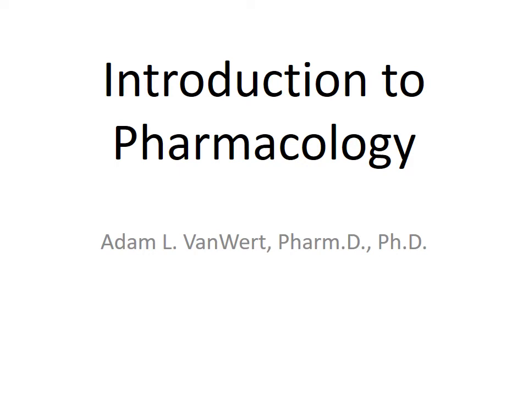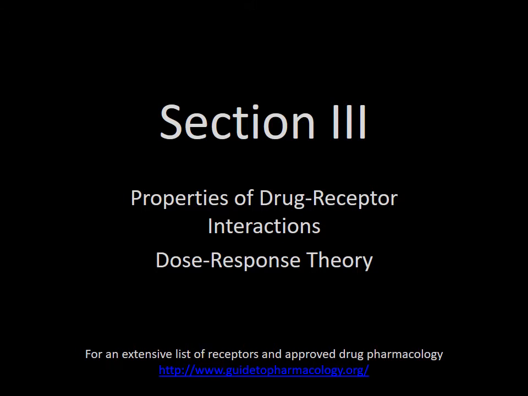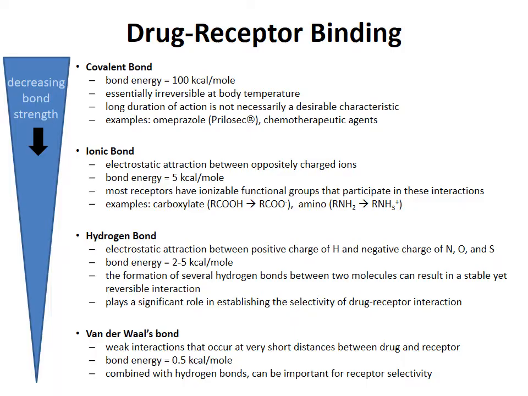Welcome to Section 3 of the Introduction to Pharmacology. In Section 3, we'll be talking about properties of drug-receptor interactions, which is going to be some really basic chemical bonds and things like that, but then it's going to build up into some actual charts or graphs and some theory behind really how receptors will bind to drugs and how that looks on a dose-response curve. And again, that last point is really called dose-response theory.